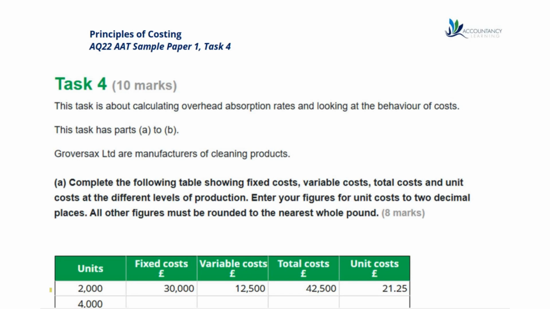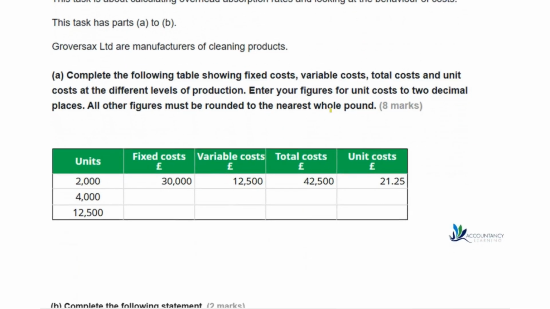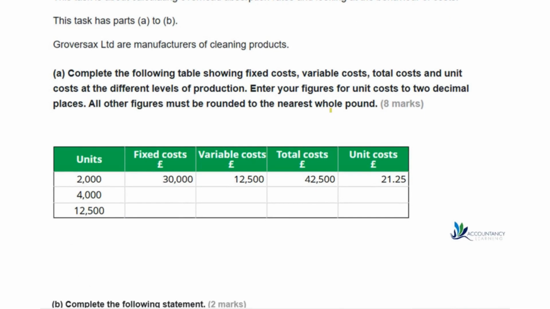I'm Sarah, and in this video I'll take you through the AAT Principles of Costing Sample Paper 1 Task 4. So Task 4 is about calculating overhead absorption rates and looking at the behaviour of costs. So we're told that Grover Sachs Limited are manufacturers of cleaning products.